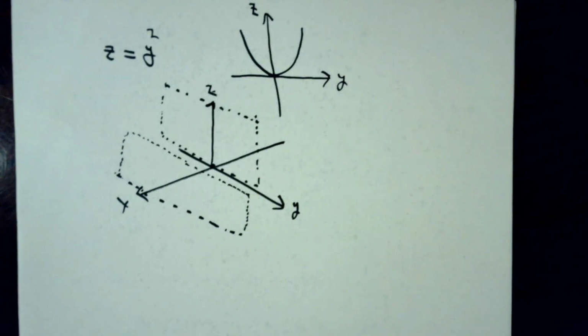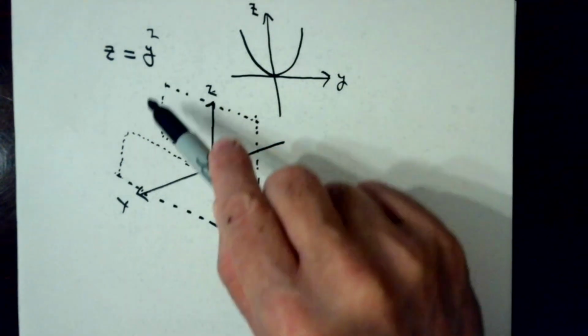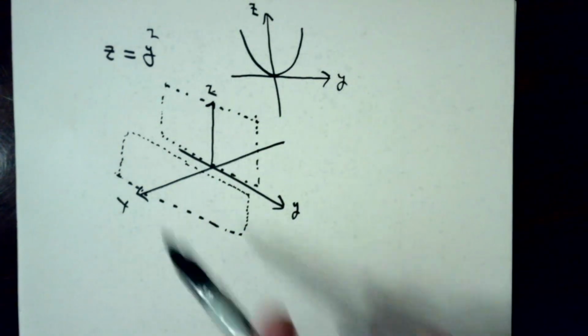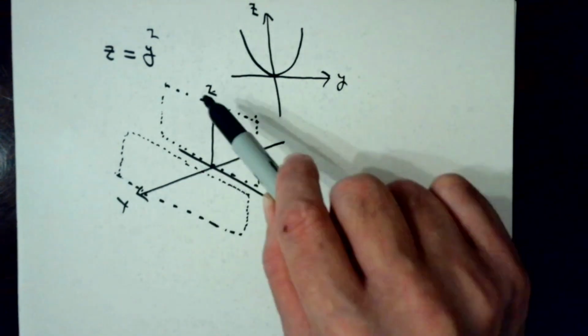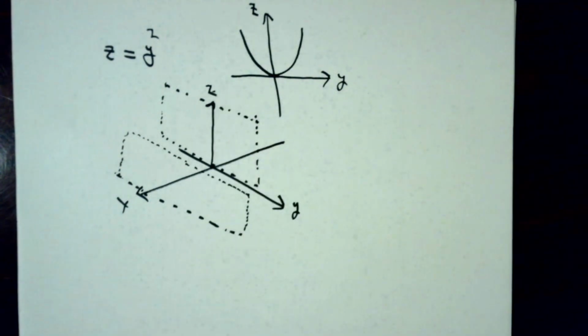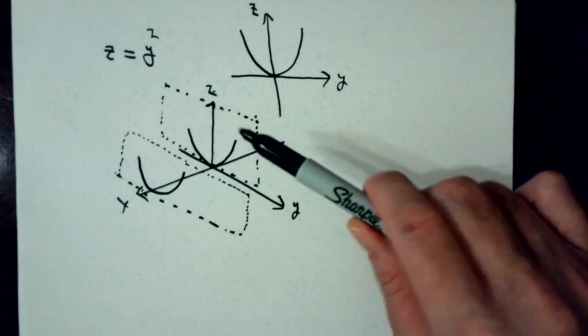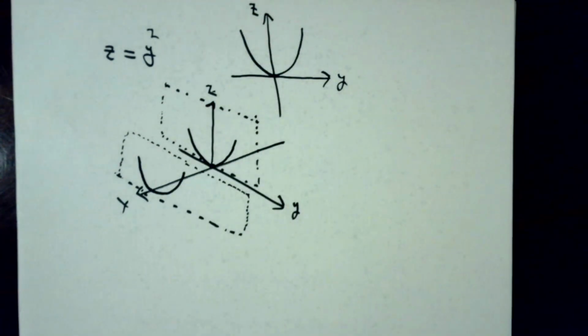In a feeble effort at drawing a picture of this, I've drawn this dotted outline, which is supposed to be a piece of the YZ plane. I've drawn another one at some fixed x value and is parallel to the YZ plane. I can think of taking the graph of z equal y squared in the YZ plane and just sliding it out until every point has had its x coordinate changed by the same amount. This will also be part of my graph.